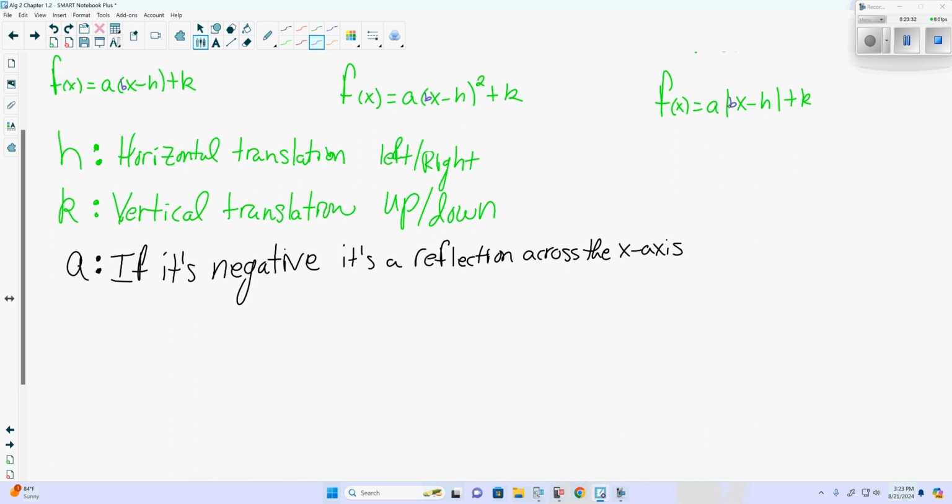So the B, if that spot has a negative, then it's a reflection across the y. But we're not going to worry too much about that at this point. If there's a negative where A is, then it's a reflection across the x. If there's just a number, 1/9, that's not a reflection across the x. If it's a negative 1/9, there's a reflection across the x, and then the 1/9 is attributed to our vertical stretch and shrink. We're going to get to that tomorrow.